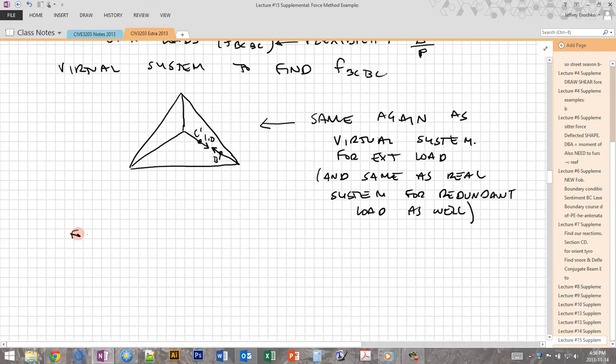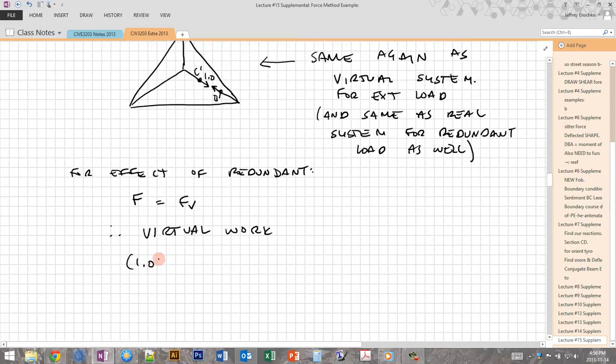So for finding the effect of the redundant, the F forces, which are the forces in the real system due to the redundant, are equal to the FV forces, which are the forces in the virtual system due to the unit load at the location and in the direction of the displacement that we want to find. So therefore, our virtual work for this system is going to look like this. So we have 1.0 kilonewton again, which is our unit load. We have our FBC,BC, which is the flexibility, which is actually the displacement that we're trying to find. Right, so this is our real external deformation.